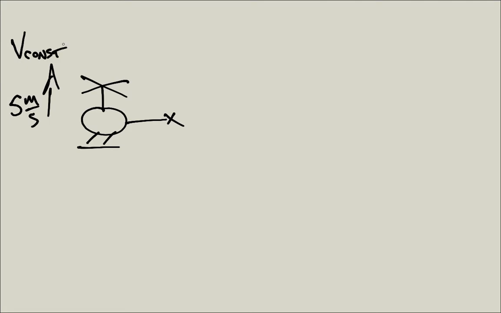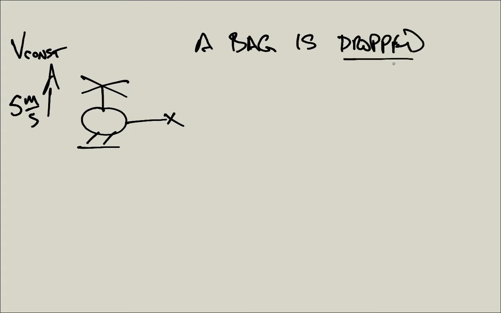Okay? In addition, the question says that after 2 seconds, so it drops a bag first, so a bag is dropped. Now, there is a hidden piece of information in that word, dropped, but we'll get back to that. And then it says after 2 seconds, delta t, 2 seconds, what is the bag's velocity? V final of the bag is what?